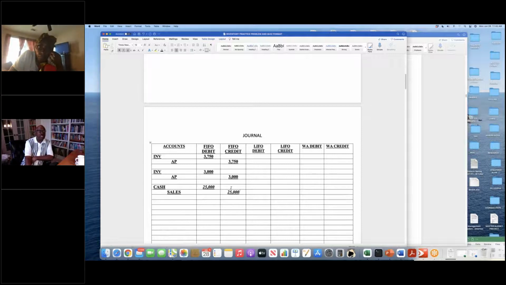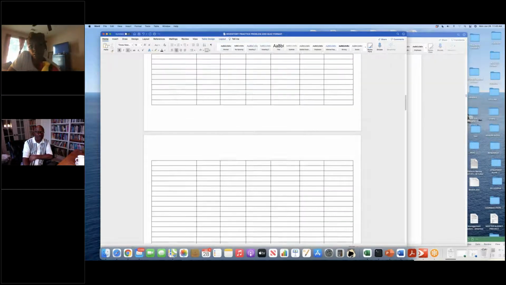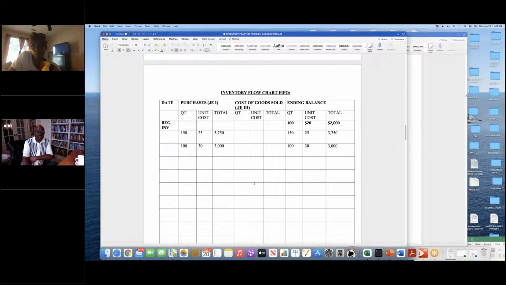And I sort of got this in a tally because we're not going to the chart with this. Then we have cost of goods sold. I got 5,750. I did 100 shoes at $20, which totaled 2,000. And then the other 150 shoes I did at $25 for 3,750. Well, let's go to our chart.